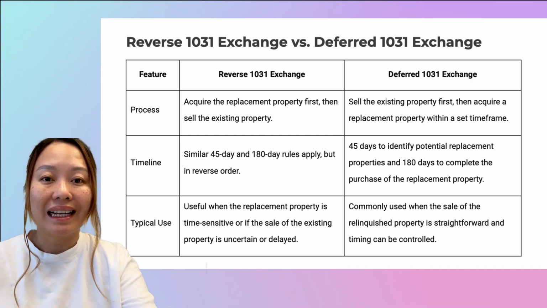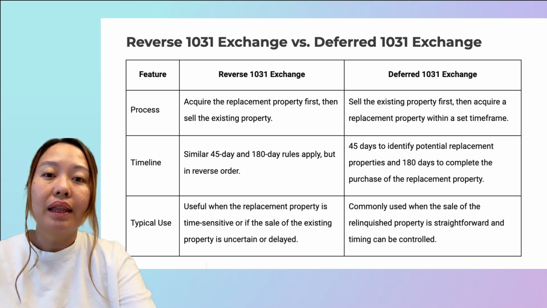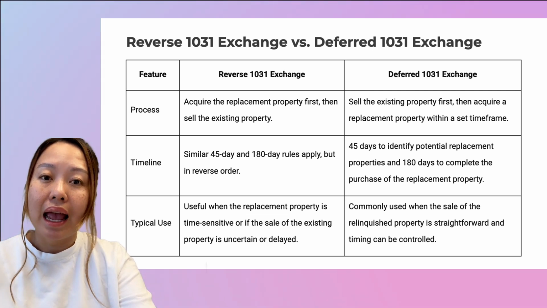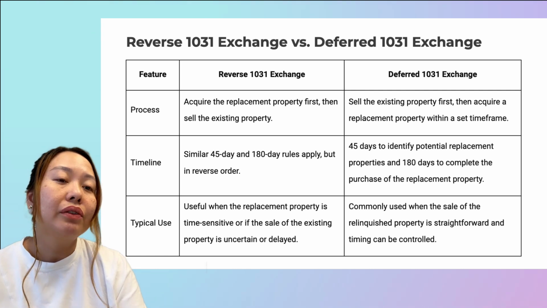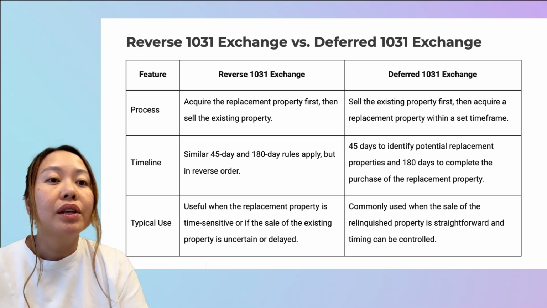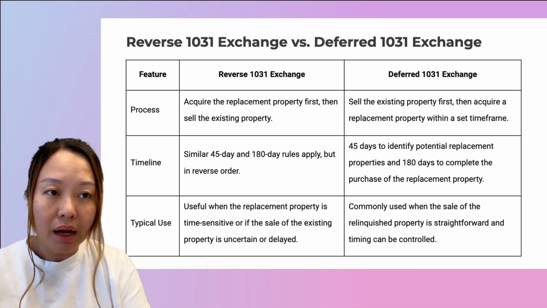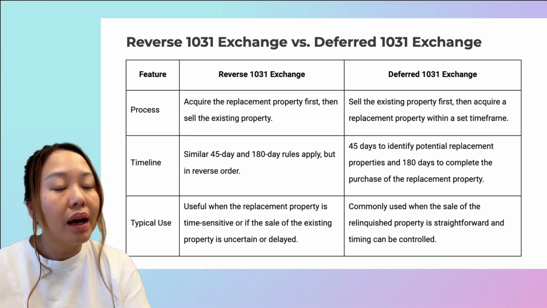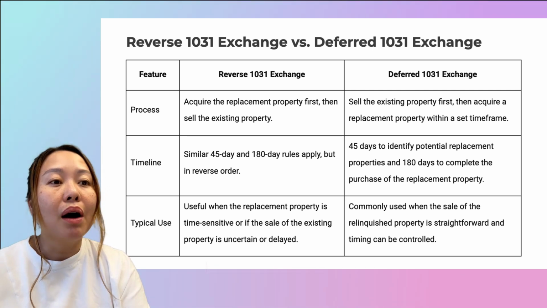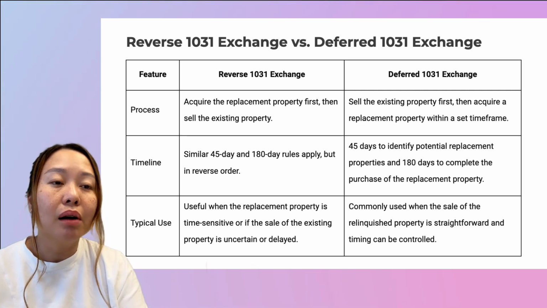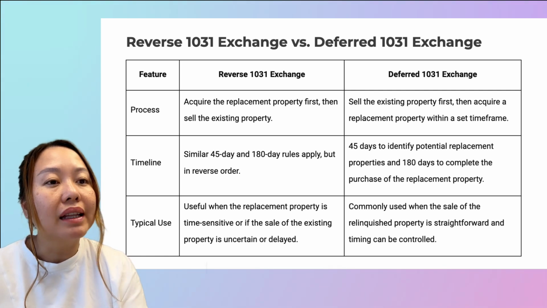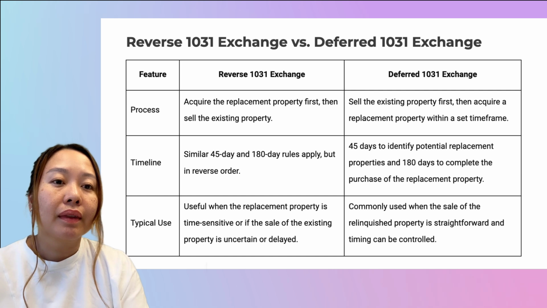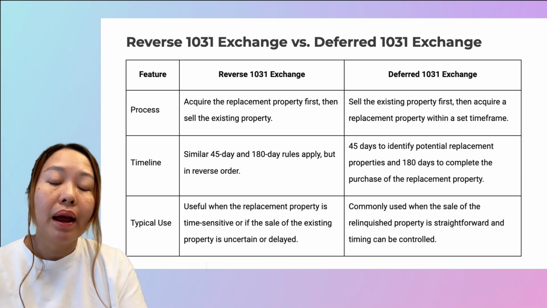Let's look at the table here that compares and contrasts a reverse 1031 exchange and the more traditional deferred 1031 exchange. We're going to look at the process, the timeline, and typical use. For the process with a reverse 1031 exchange, you first acquire the replacement property and then you sell the existing property. But with the deferred exchange, of course, you sell the property that you own first and then you buy the replacement property.